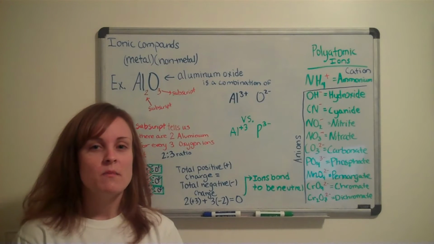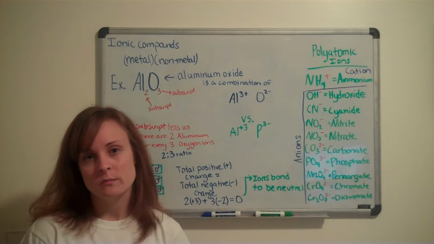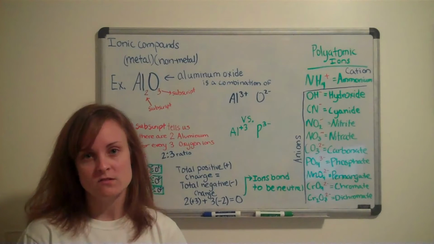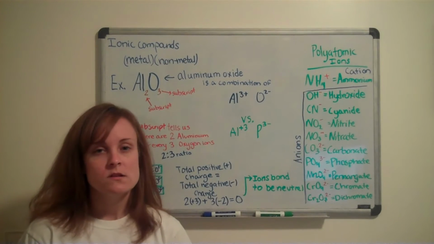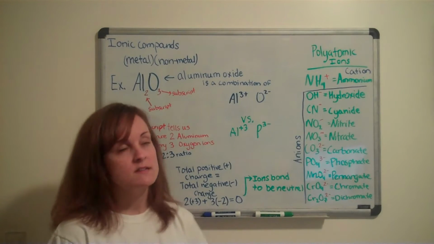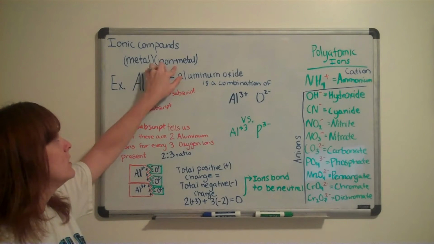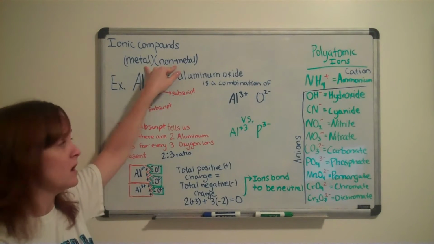In this short video, we're going to talk about ionic compounds, what ionic compounds are, how to write their formula, and how to write the names of those compounds from the formula. So let's start off with what is an ionic compound. An ionic compound is a metal bonded to a nonmetal, but not just a metal and nonmetal, the ions of a metal and a nonmetal.